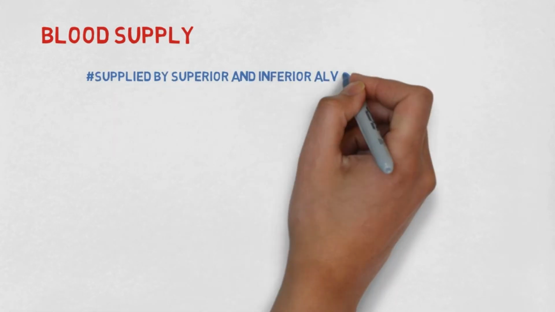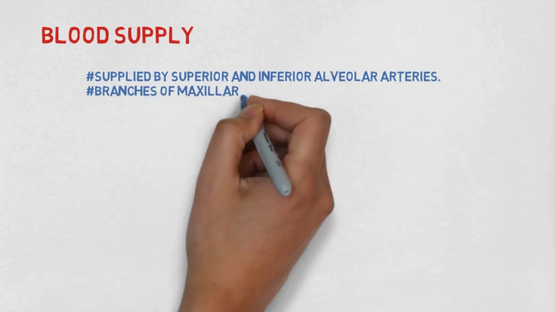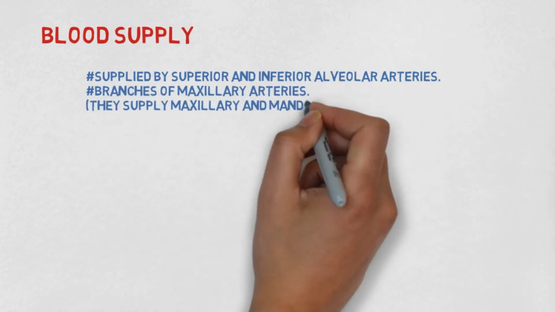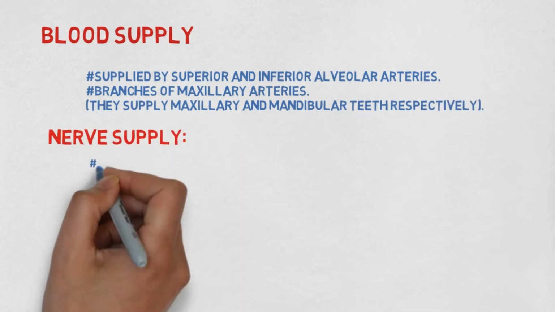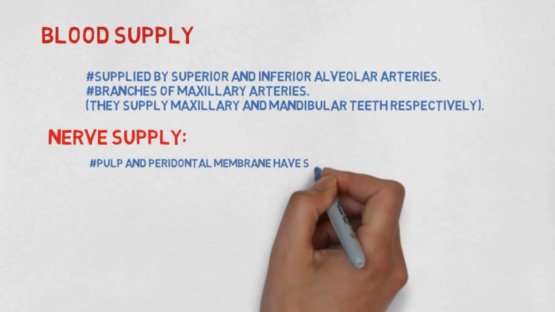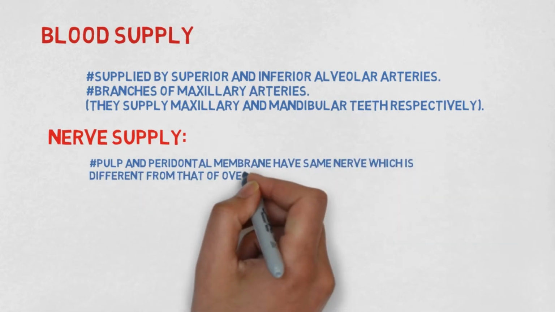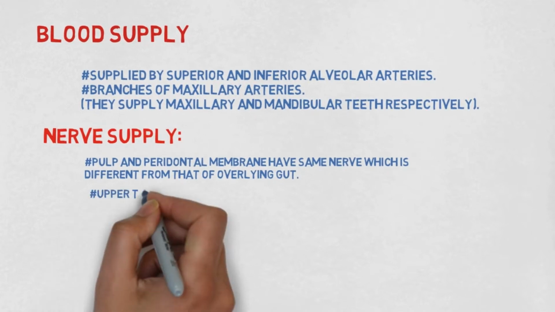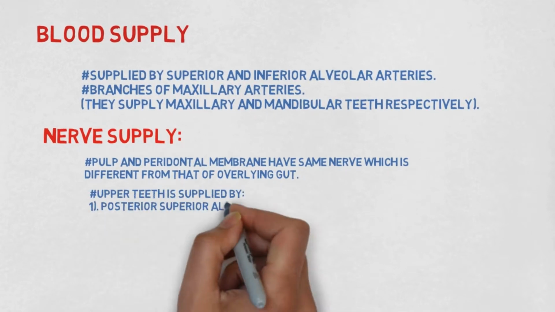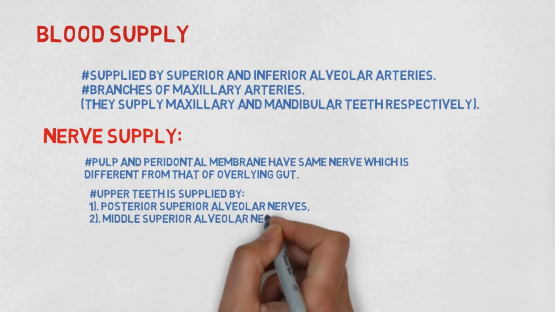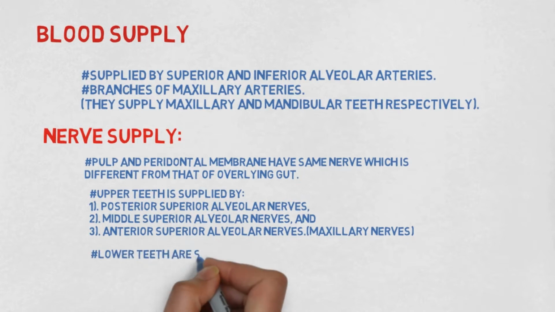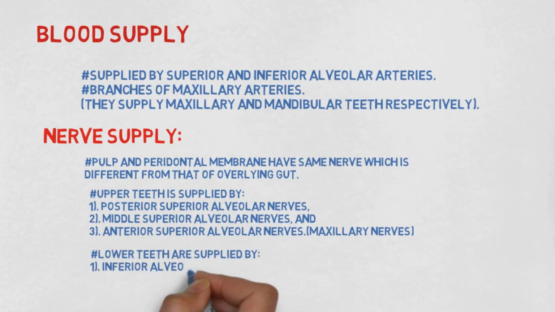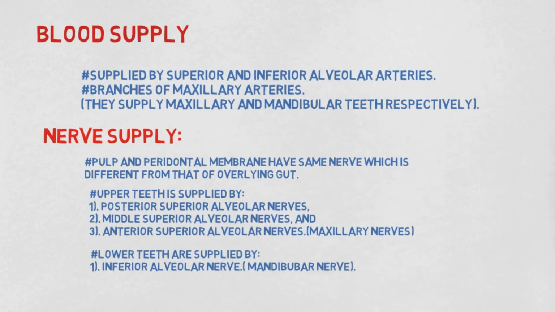Now, blood supply. The blood supply of the tooth is from the superior and inferior alveolar arteries, branches of the maxillary artery. They supply the maxillary and mandibular teeth respectively. Now, nerve supply. The pulp and periodontal membrane have the same nerve supply, which is different from that of the overlying gum. The upper teeth are supplied by the posterior superior alveolar nerves, middle superior alveolar nerves and anterior superior alveolar nerves, which are branches of the maxillary nerve, and the lower teeth are supplied by the inferior alveolar nerve, a branch of the mandibular nerve.